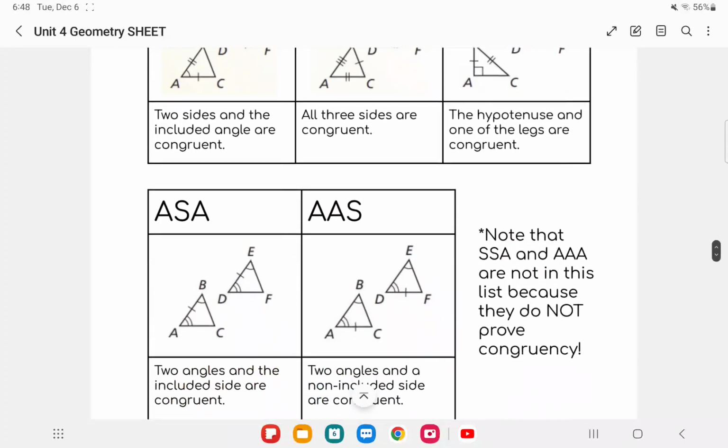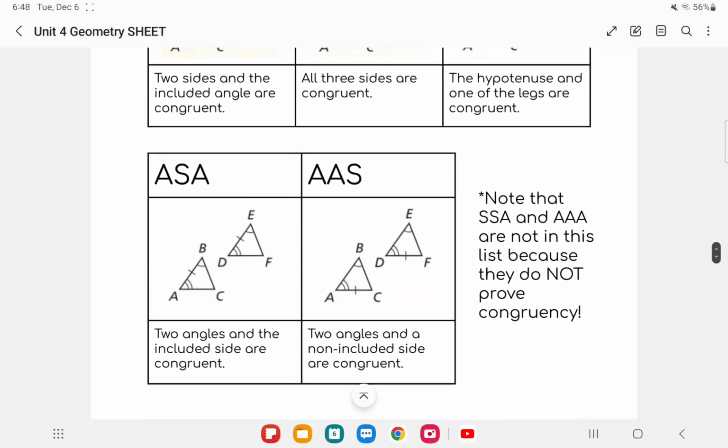Let's scroll down. Then we also have angle, side, angle. So if I have 2 angles and the side in between them, then I can prove congruency. Angle, side, angle, as long as those are congruent. That means as long as angle A is congruent to angle D, side AB is congruent to DE, and angle B is congruent to angle E, then both triangles are congruent.